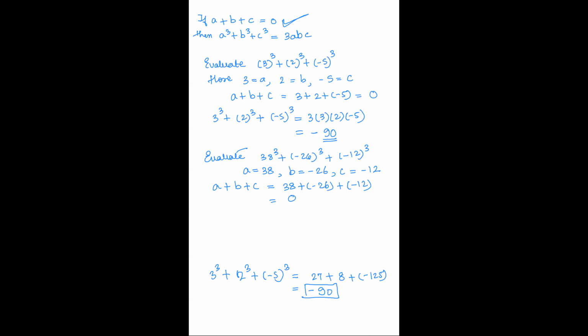Now we will find the value of a cube plus b cube plus c cube. So a cube plus b cube plus c cube is equal to 3abc. That means 38 cube plus minus 26 cube plus minus 12 cube will be 3 times the product of these a, b, and c terms: 38 into minus 26 into minus 12. So minus minus will become plus, and the multiplication of the remaining numbers is left.